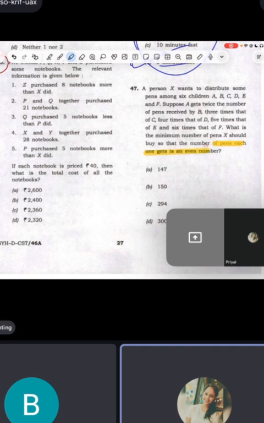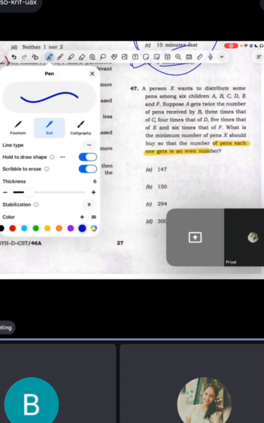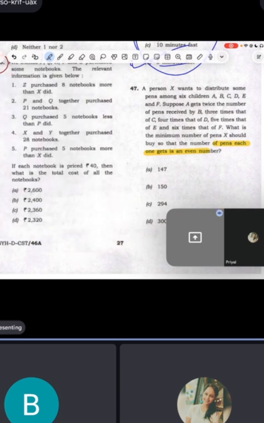Manish, this is which year? Paper 2022, right? Yes. Here is the catch actually. Here, the number should be even, guys.